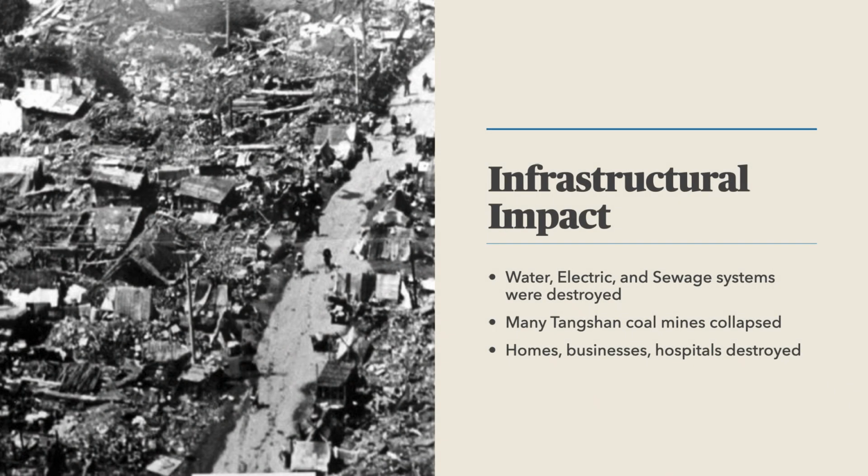And in terms of the infrastructural impact, it destroyed 90% of the buildings. It crippled the water, electric, and sewage systems. So many were without drinking water, electricity in their homes, heat, AC, and they had nowhere for their sewage to go. And Tangshan, China was an industrial city which relied heavily on coal mines, and the majority of the coal mines were also collapsed when the earthquake happened. On top of this, homes, businesses, and hospitals were destroyed.